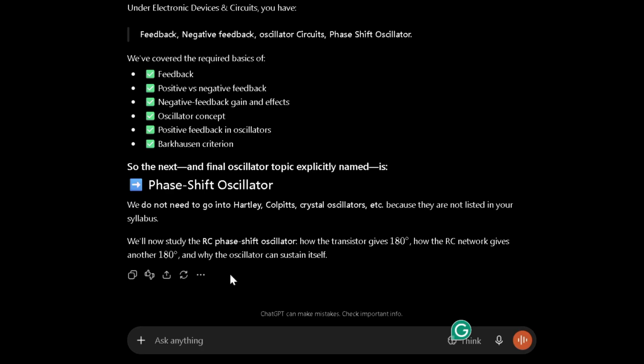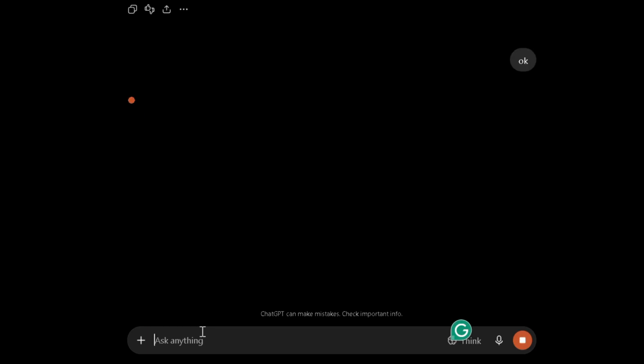So will power phase shift process. Not listed in syllabus.